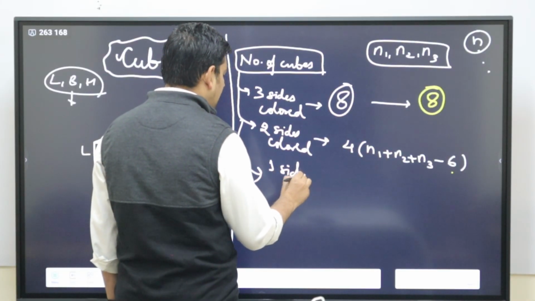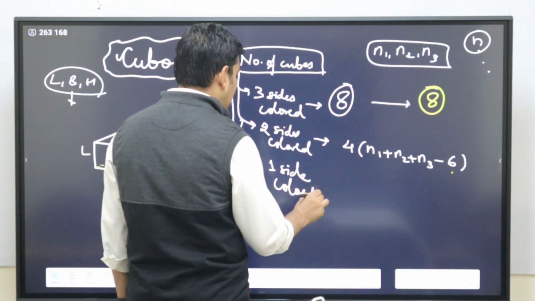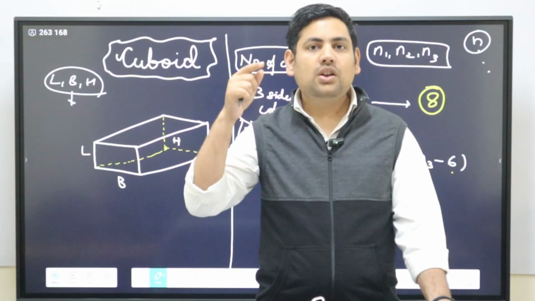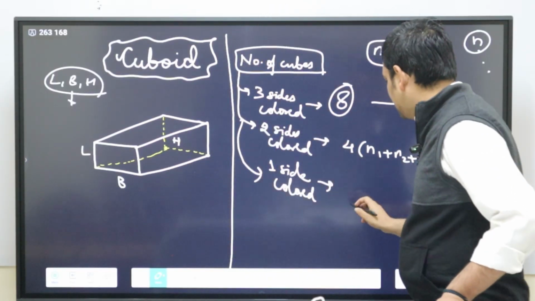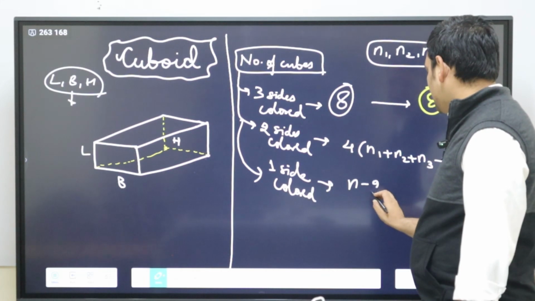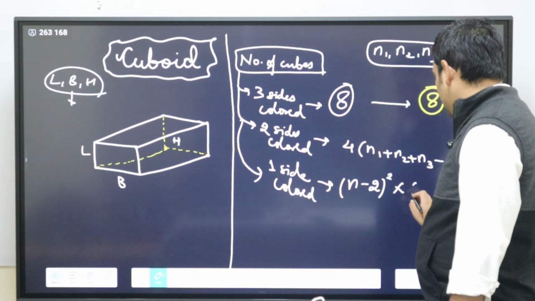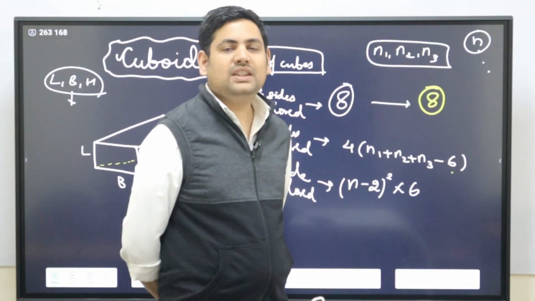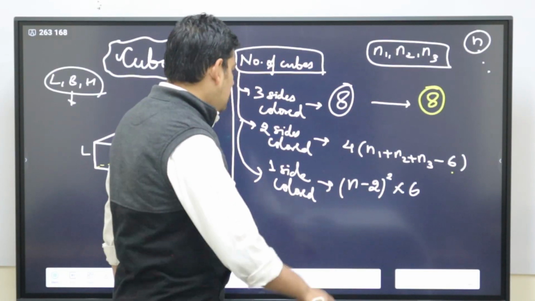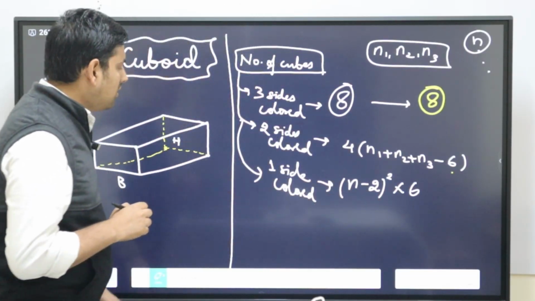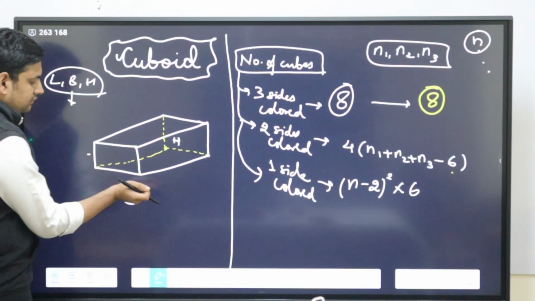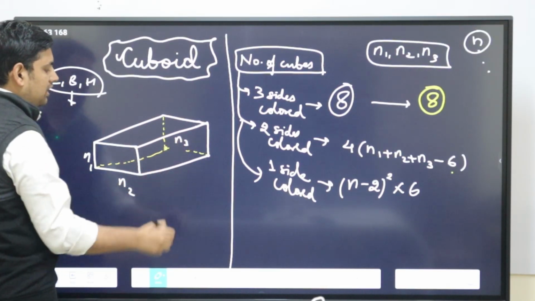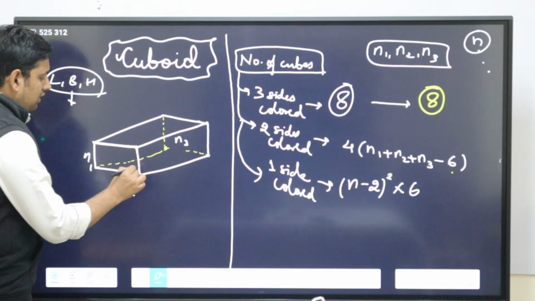Now for 1 side colored, how will you find it? 1 side colored is n minus 2 whole square on each face, and you used to have 6 faces. So it used to be n minus 2 whole square into 6. But now it won't be like this. Why won't it be like this? Because the faces are not the same now. Now if you see, if I am trying to find out one of the faces, let's name them. Let's name this n1. This is n2 and let's say this is n3. Now what is this face area?